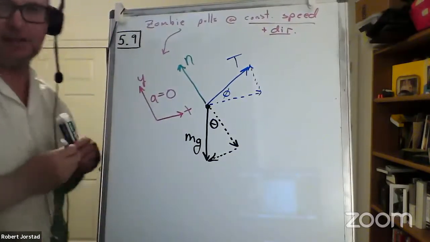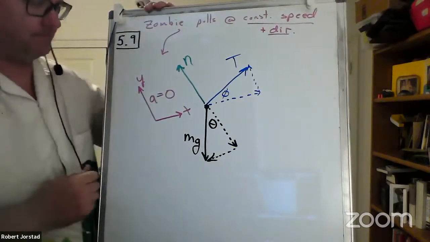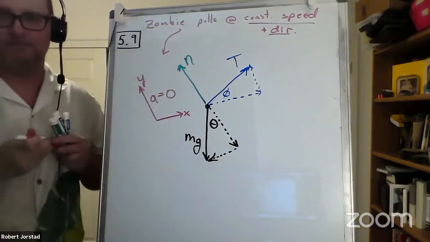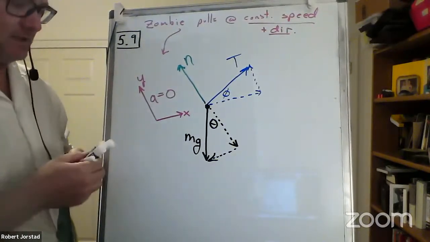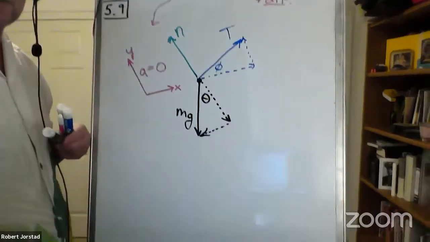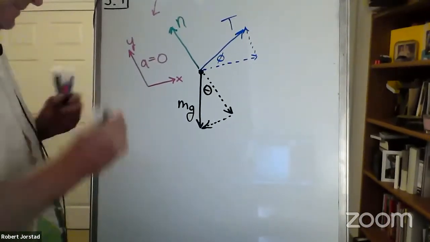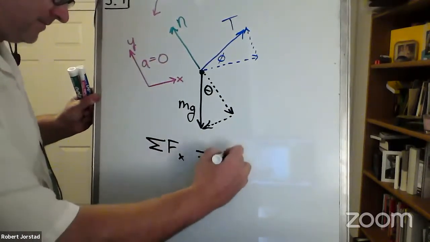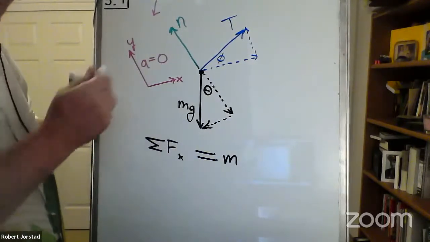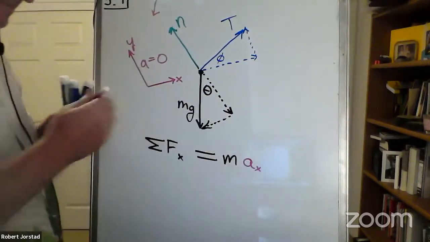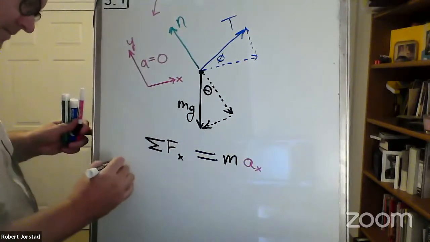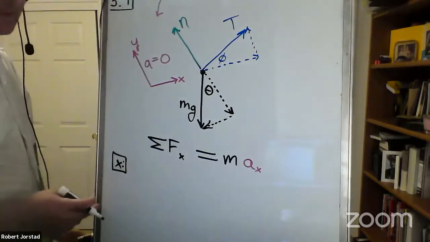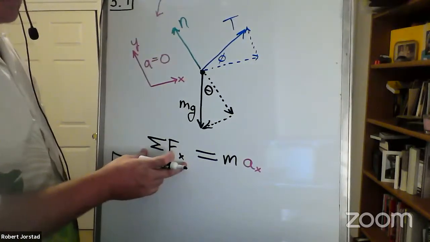That is now an FBD, right? That's supposed to be an X, by the way. Okay. So now, what do you do with this? Well, let's write down the sum of forces in the X direction. Remember, these come from the arrows.